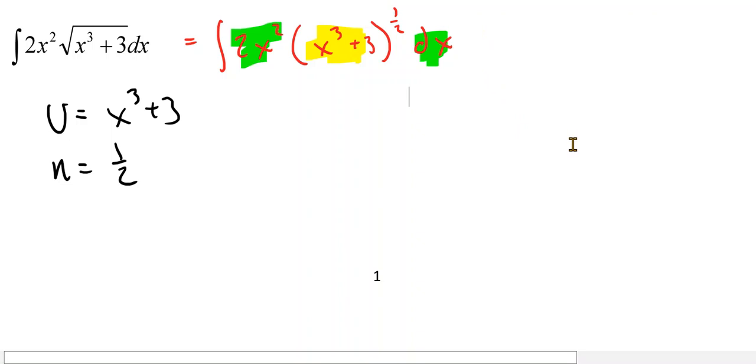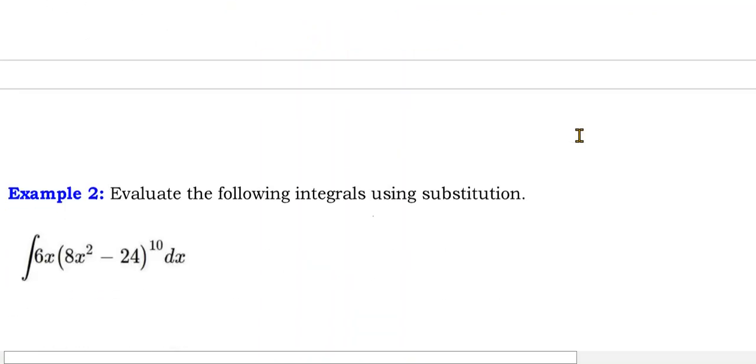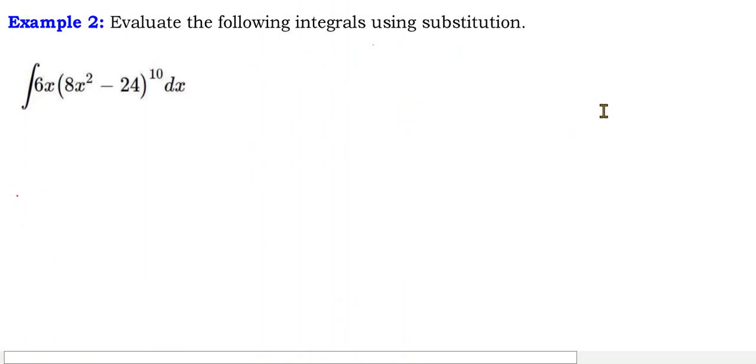Okay, so that's the first step. When you see that you have to find the antiderivative of something, you realize it's a composite function, identify what u and n are, and then you can proceed with U-substitution. So let's do a couple of examples of the whole process. Here's one we actually want to find the antiderivative of.